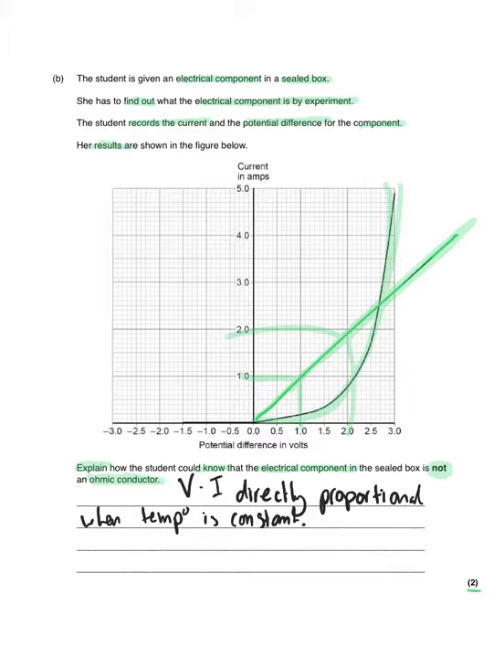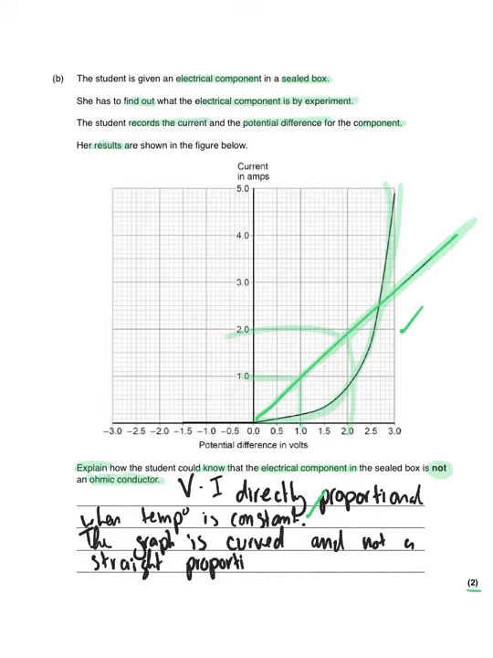So to ensure my 2 marks, this would get me my first mark, this would kind of get me my second mark, but just to make sure, I need to write that on in my answer given. So the graph is curved and not a straight and proportional increase. That tells me it's not an ohmic conductor.